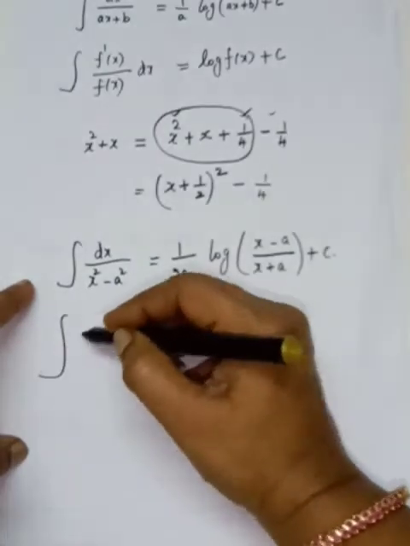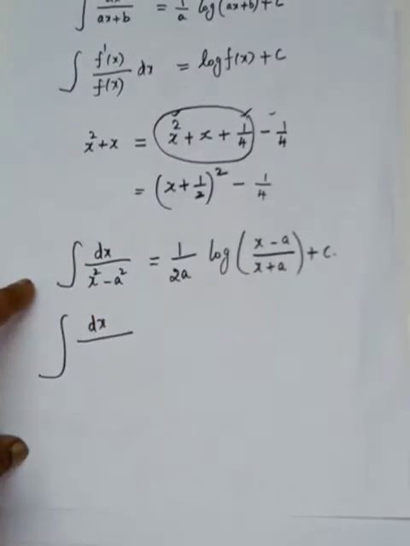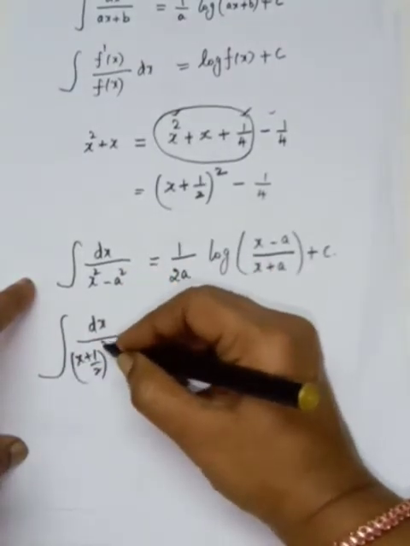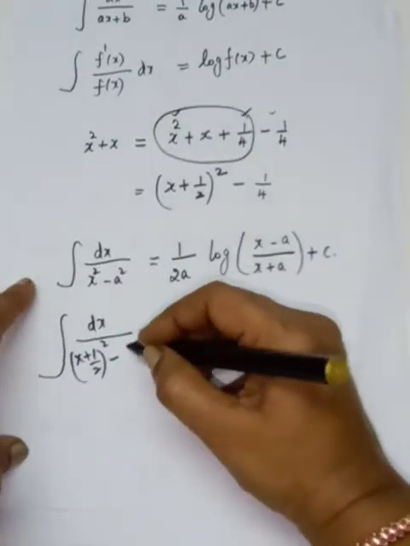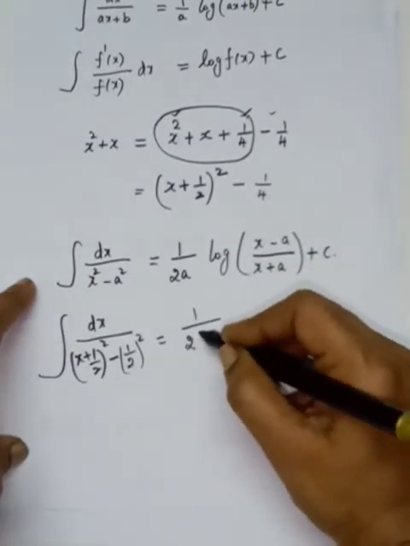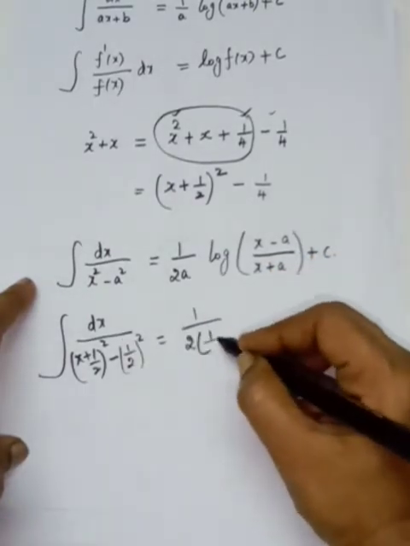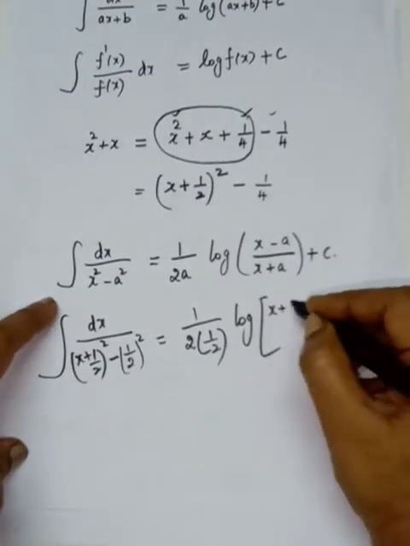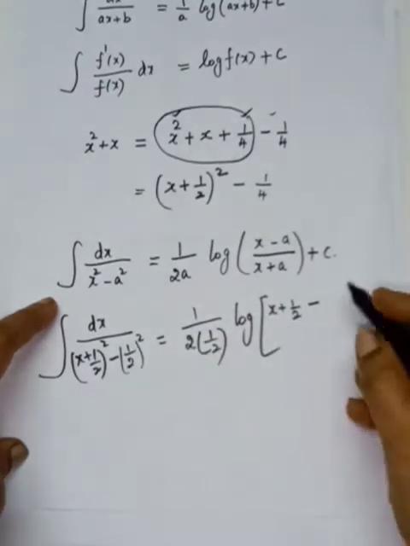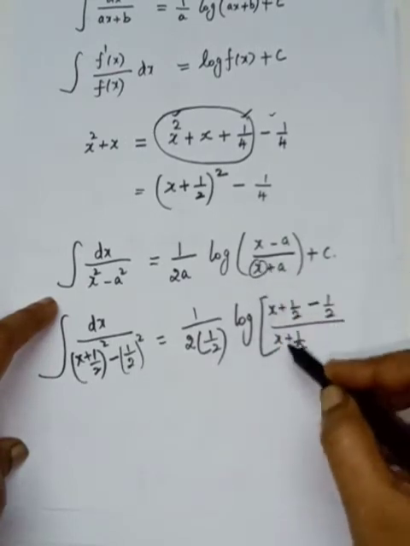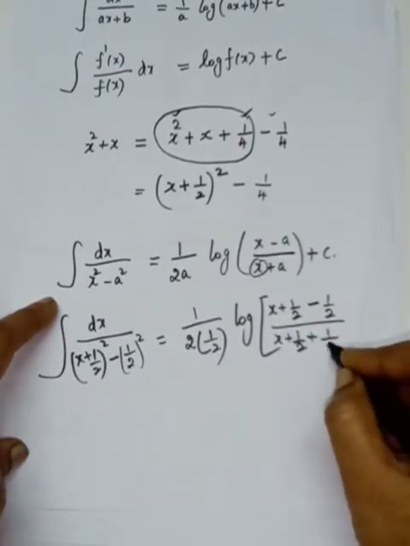So integral dx divided by, in the place of x you are having x plus 1 by 2 the whole square minus, in the place of a you are having 1 by 2. So it has to be substituted. So 1 by 2 into, what is your a? It is 1 by 2 log of, in the place of x what you have to write? x plus 1 by 2 minus, what is your a? a also 1 by 2, divided by x plus 1 by 2. In the place of x you have to write x plus 1 by 2 plus a is 1 by 2, plus c. That only it is written.